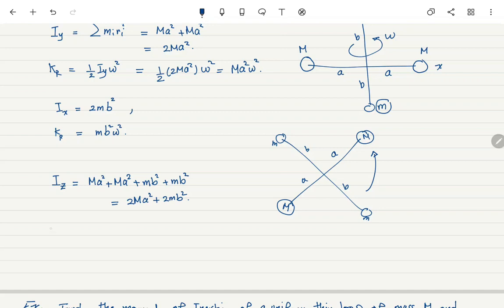Now the same procedure, the rotational kinetic energy in this case is equal to half I z omega squared. You just substitute I z from here, so the answer is equal to half times 2 M a squared plus 2 m b squared times omega squared. In other words, it is equal to M a squared plus m b squared times omega squared.